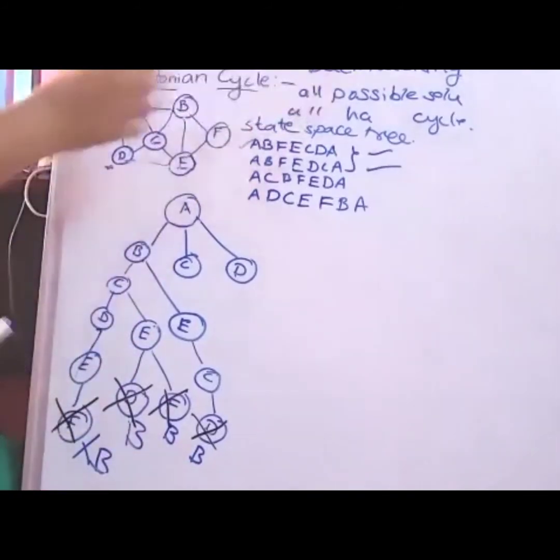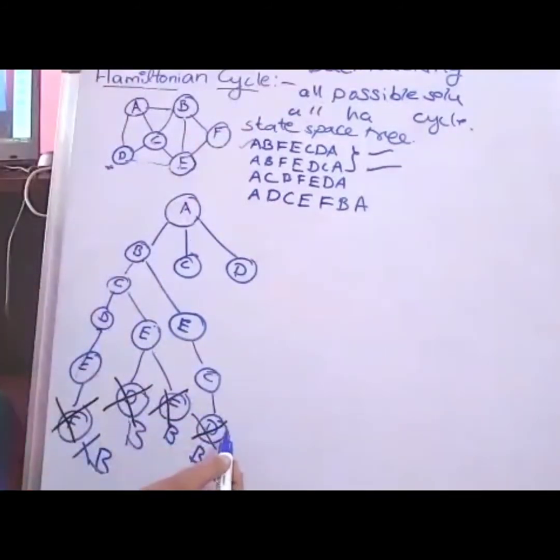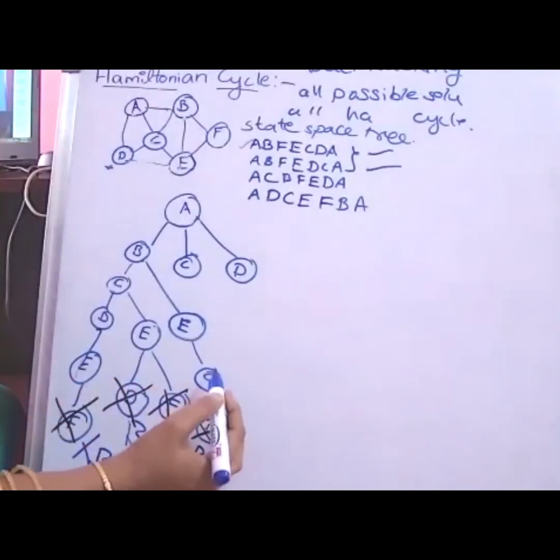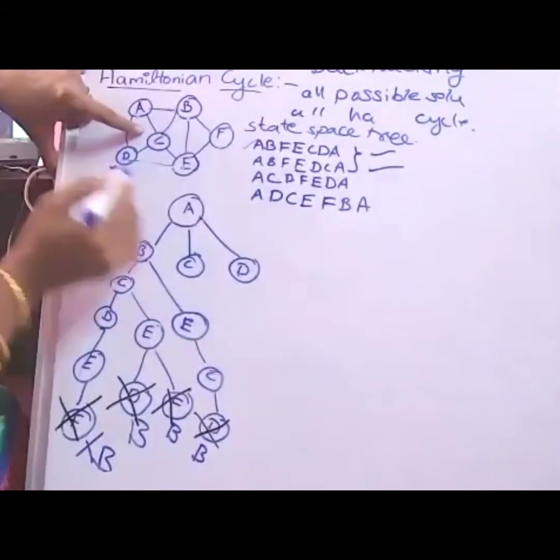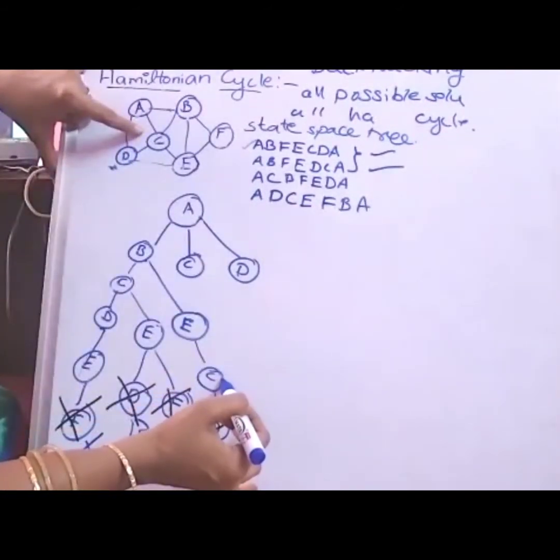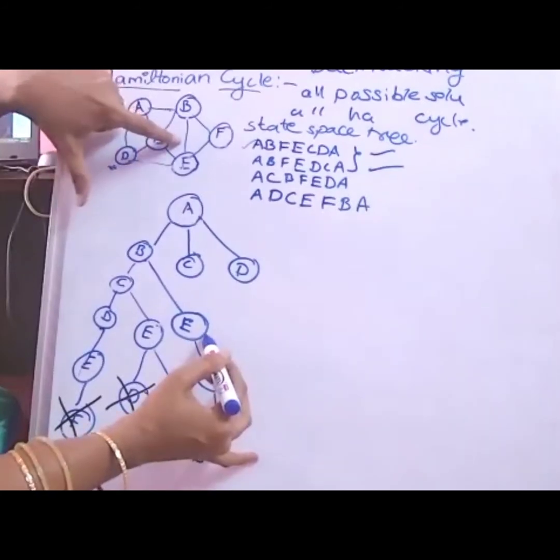Again, according to the backtracking technique, I am going back. I'm going back from D to E, B to C. Is there any other path from C? The only unvisited vertex till this point is B only. There is no possible way to try to find another solution. So from this point, I am going back to E.